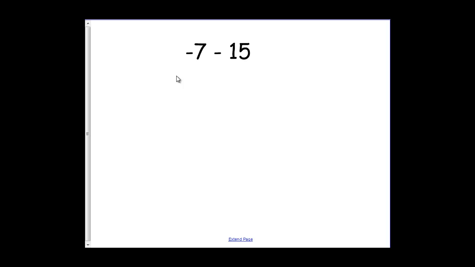First example is -7 minus 15. Remember we said to subtract any number, we're going to add the opposite. That means I want to keep the first number the same. I'm still going to see that -7. Subtraction becomes addition, and then I need the opposite of the second number. In this case, the opposite of 15 is -15. So you really should end up with -7 plus -15.